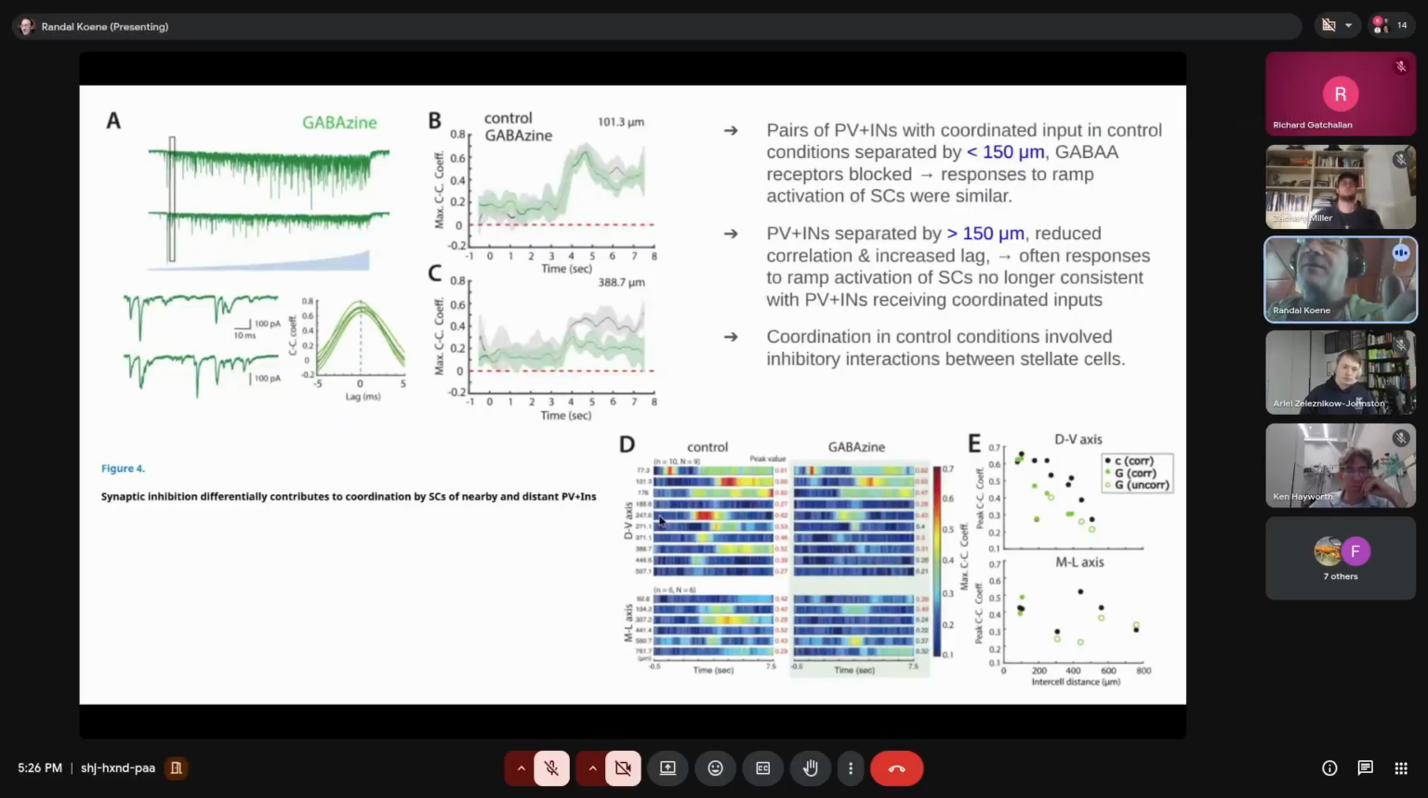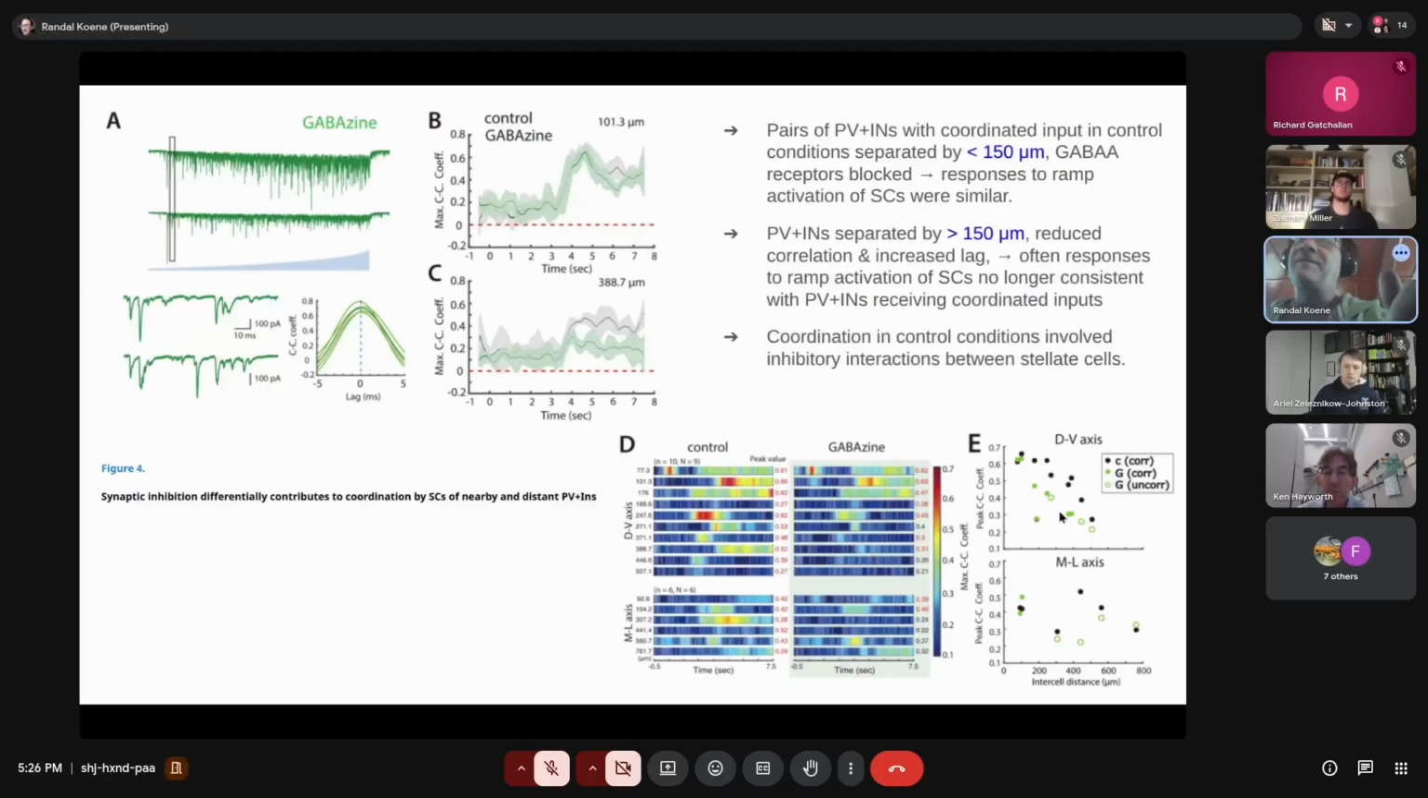In 4D, they go a bit further. They've got heat maps here at different distances, dorsoventral, mediolateral, and again, compare control and gabazine. And overall, again, they're showing the effect that gabazine shuts off long distance synchronization.